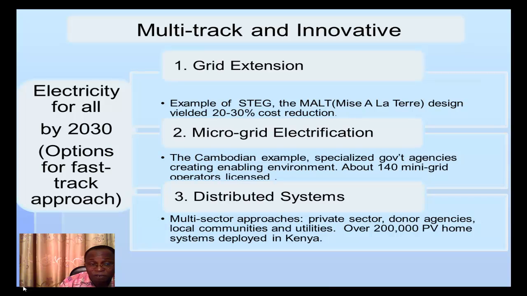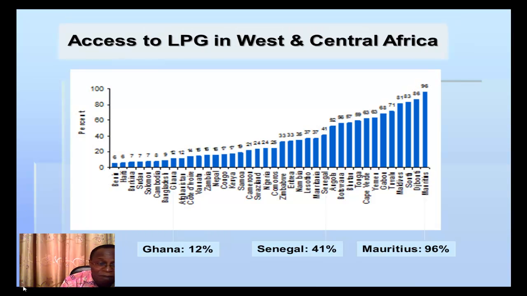Therefore, the argument here is that one would need a multi-track and very innovative approach, which would have to include grid extension, microgrid electrification, and also distributed systems. One would have to have all hands on deck, all technologies on board, and with some innovative tools and innovative policy interventions, one should be able to achieve universal access to electricity by 2030.